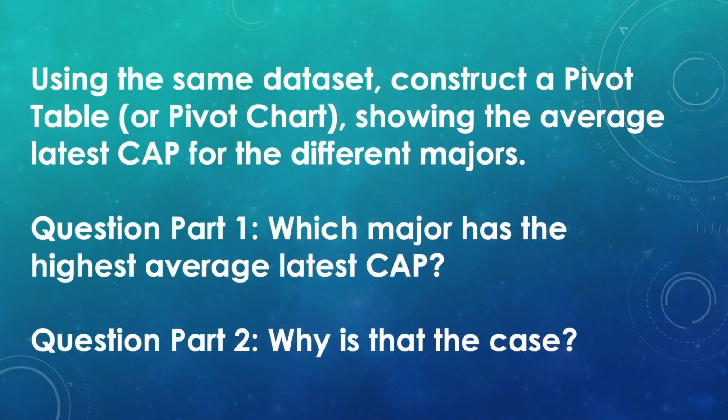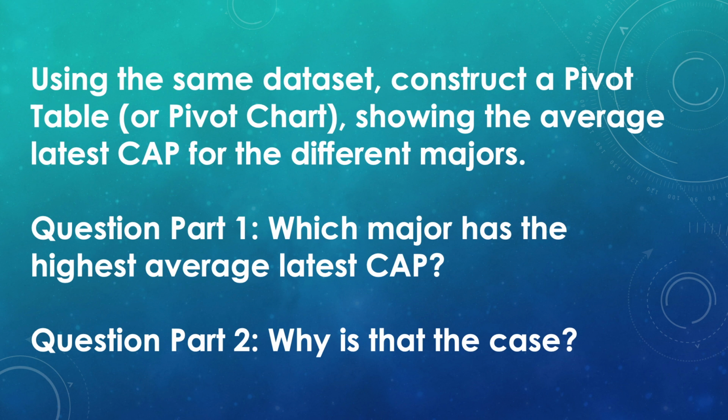Okay, next question. This is part 2, a continuation of the same question. So I'm recording this separately so that I can show you the Excel demonstration. The question is saying, using the same data set, construct a pivot table showing the average latest cap for the different majors. So there are 2 questions. Which major has the highest average latest cap, and why is that the case?